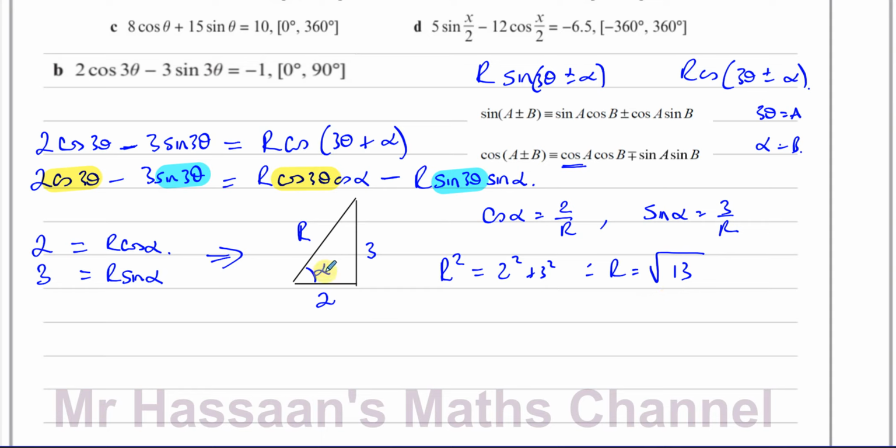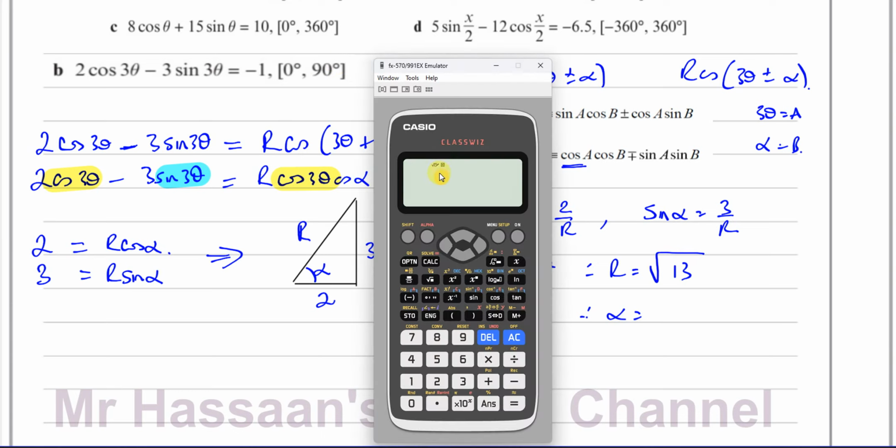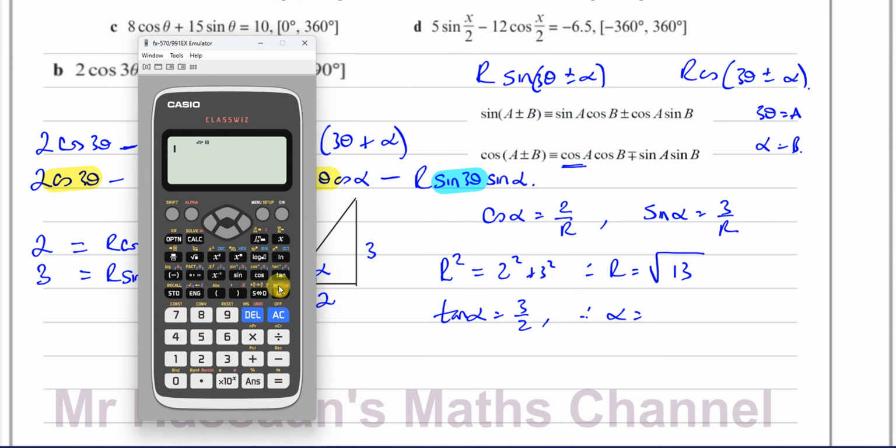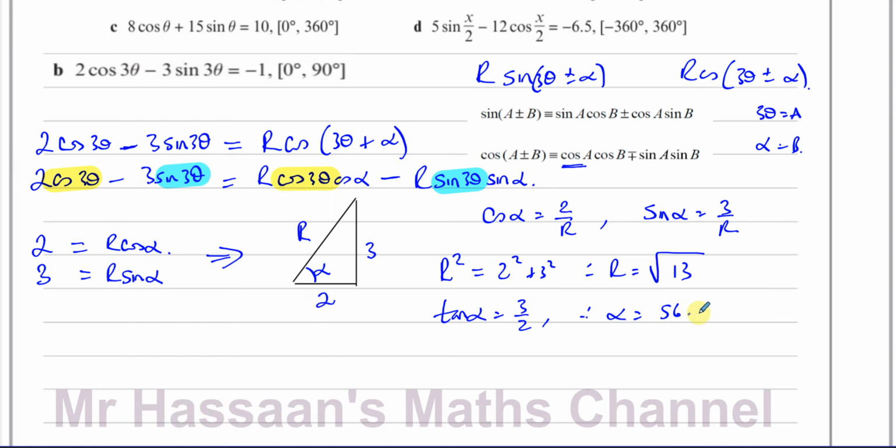And we can work out what alpha is very simply by just using trigonometry. We can say the tangent of alpha is equal to 3 over 2. Therefore, alpha is equal to, now we need to work in degrees, as we can see from the question, so we have our calculator in degree mode. We just put inverse tan of 3 over 2, and that will give us our angle, which is 56.3099 degrees. I can leave it in this more exact form for now because in the end we're going to solve our equation.